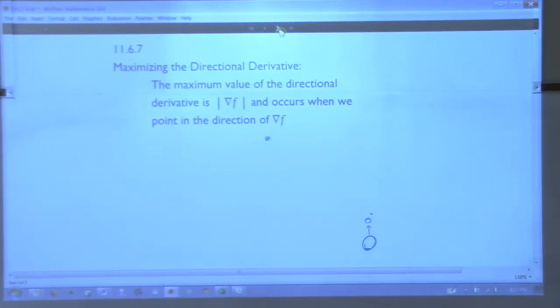The maximum value of the directional derivative is the magnitude of the gradient vector and occurs when we point in the direction of the gradient vector. That's the big kaboom idea here, all right?